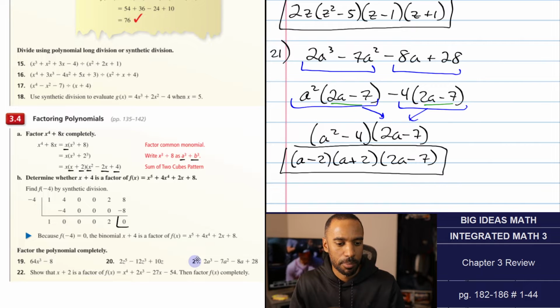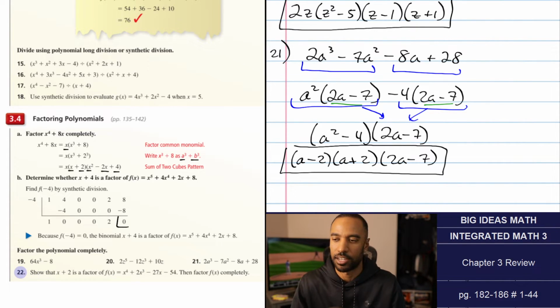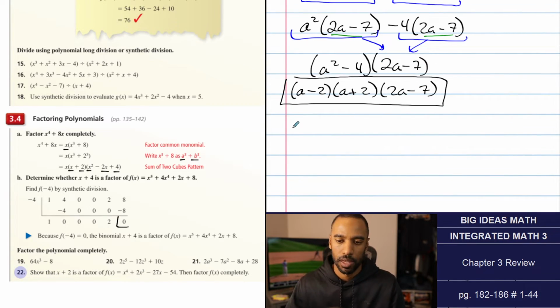The last one in this section, number 22, says show that x plus 2 is a factor of f of x equals x to the 4th plus 2x cubed minus 27x minus 54, and then factor completely.